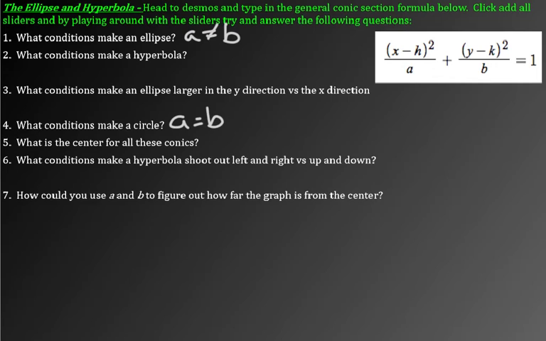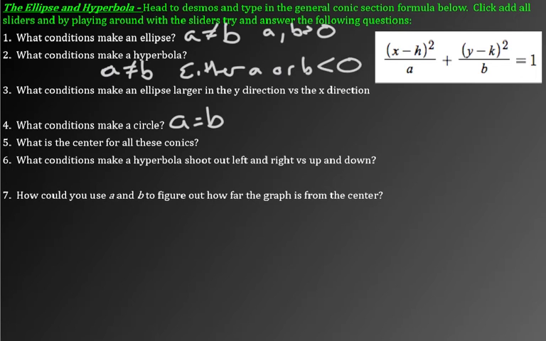And to be an ellipse, both of them also need to be positive, okay? Because a hyperbola is where A and B are not the same thing, again, but either A or B is less than 0. So if one of them is negative, then it's going to be a hyperbola, okay?